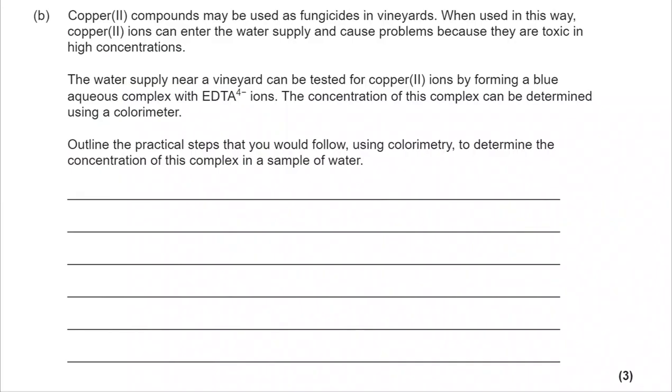Moving on to part B, and we've got copper 2 compounds used as fungicides in vineyards. Copper 2 ions can enter the water supply and cause problems because they're toxic in high concentrations. The water supply for a vineyard can be tested by forming a blue aqueous complex with EDTA 4-. Outline the practical steps that you would follow using colorimetry to determine the concentration of this complex in a sample of water. So the colorimetry practical is one that you need to be able to remember the process, remember the method, and also think about why we're taking each step.